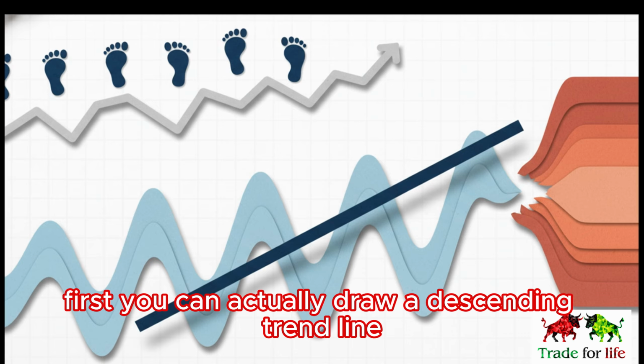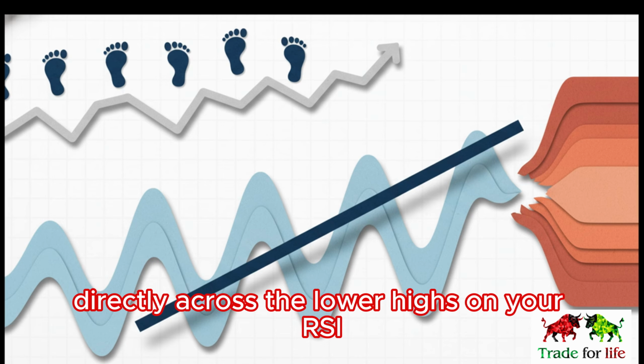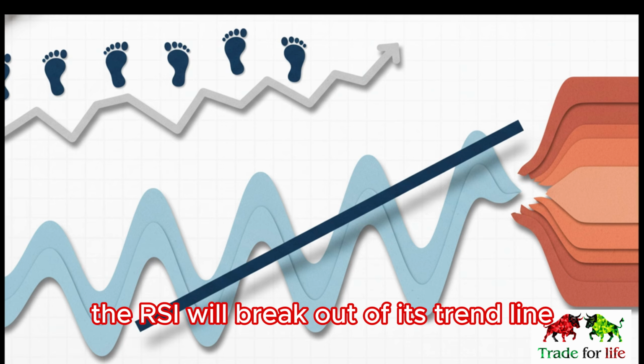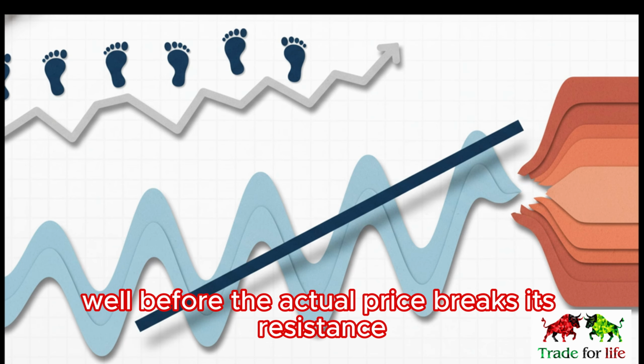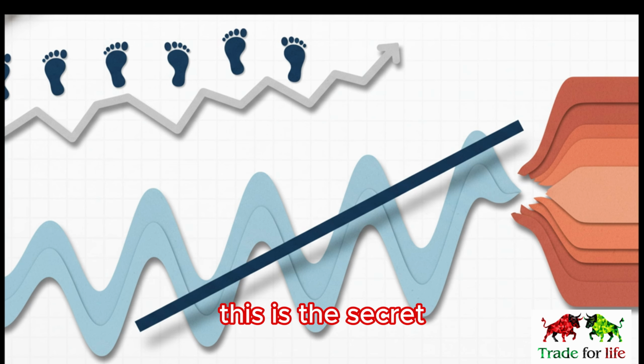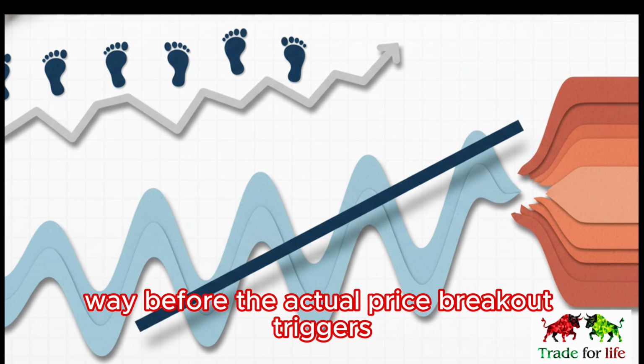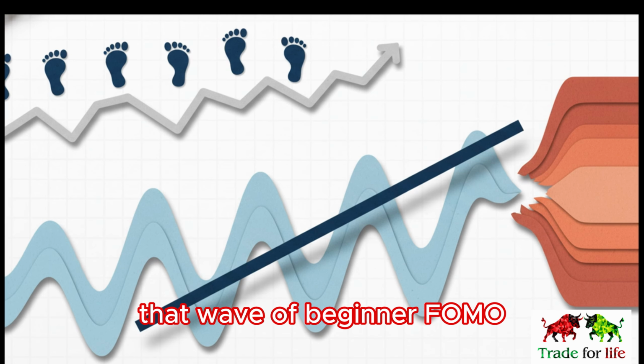You can actually draw a descending trend line directly across the lower highs on your RSI. In a lot of major moves, the RSI will break out of its trend line well before the actual price breaks its resistance. This is the secret that lets professionals position themselves perfectly, way before the actual price breakout triggers that wave of beginner FOMO.